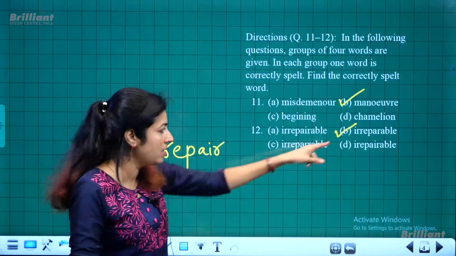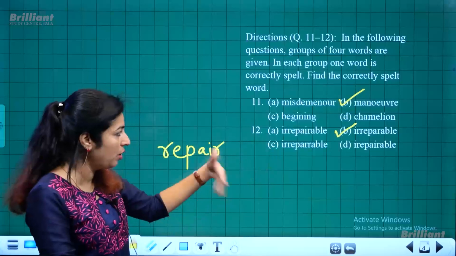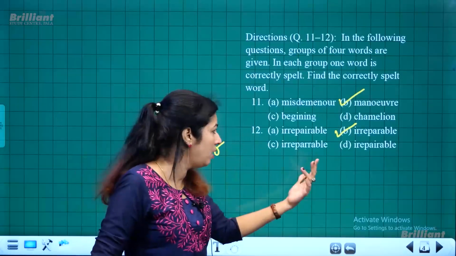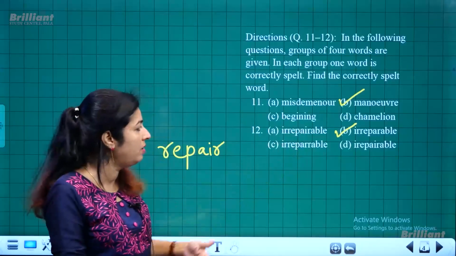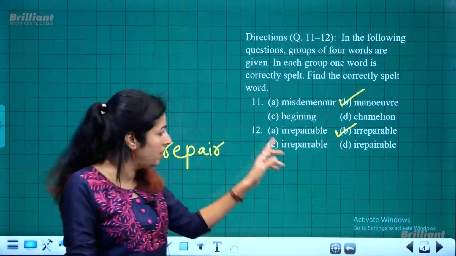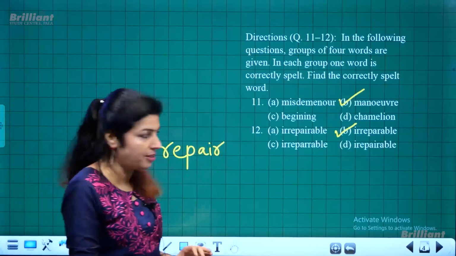I-R-R-E-P-A-R-A-B-L-E. Okay, so this is the correct option. Sometimes do not take it for granted. You may know the meaning and the spelling of the word repair, but when you change that word into irreparable, that spelling also changes. Okay.